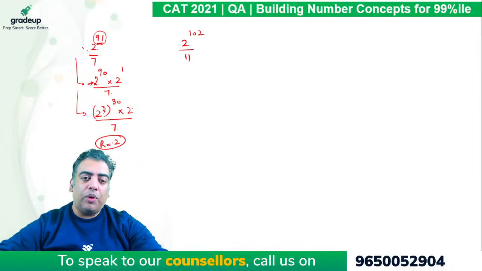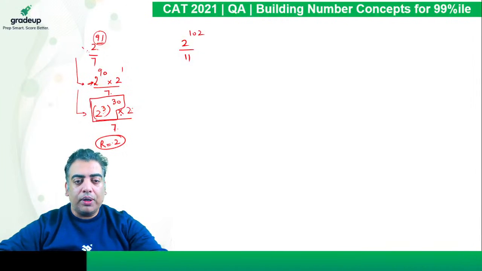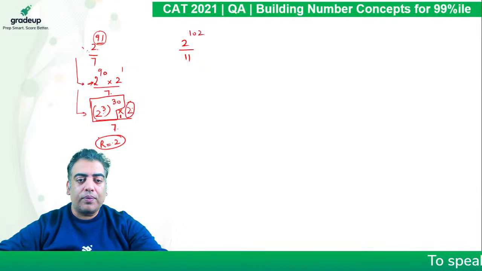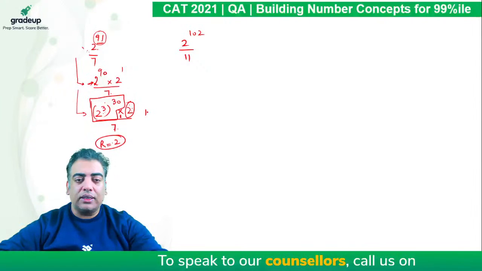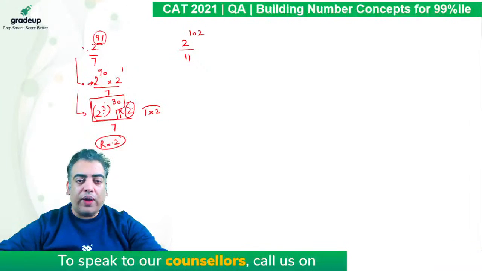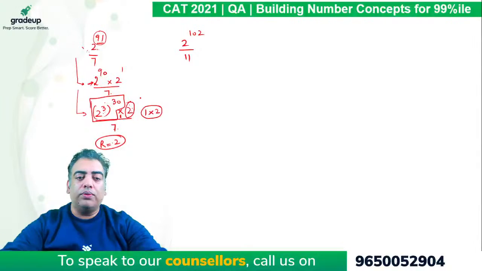So here I am also using a property to show you that remainders from both the parts are to be multiplied because of this multiplication sign, right? So this is giving me a remainder of 1, this is giving me a remainder of 2. So the final remainder will be 1 into 2, which is 2.